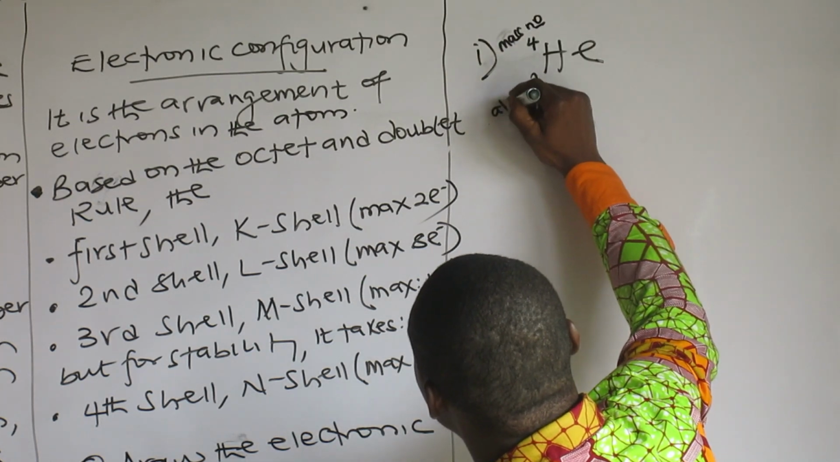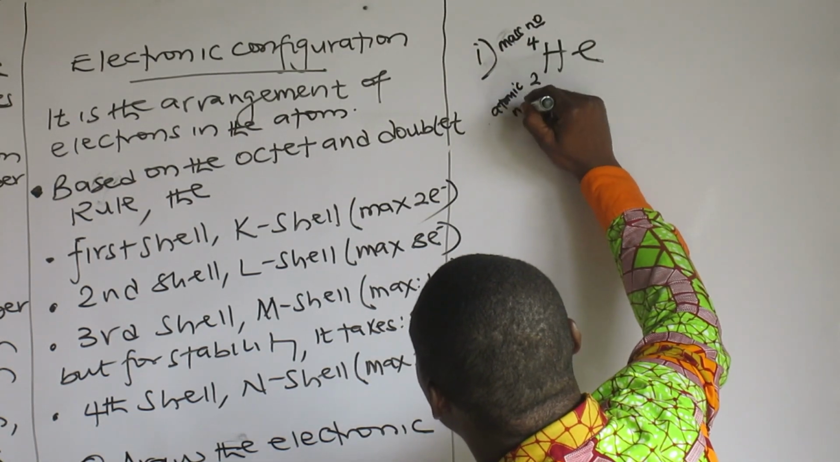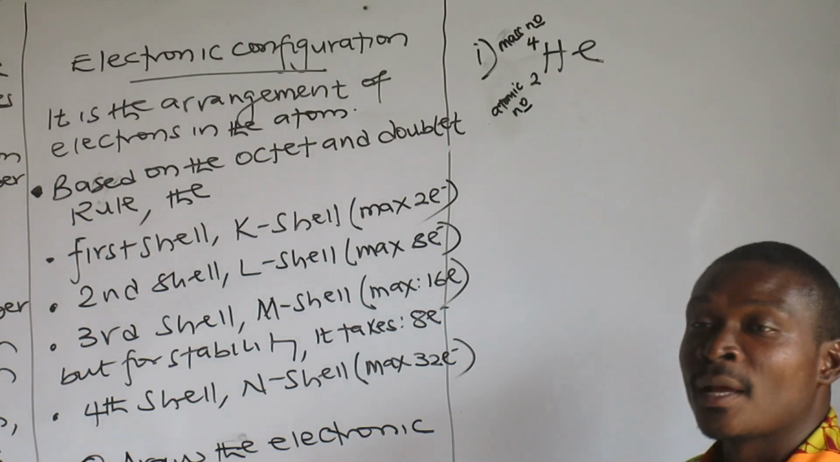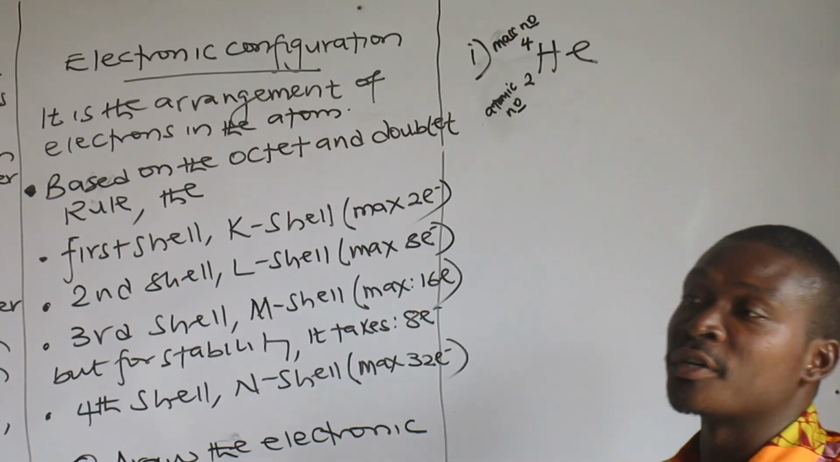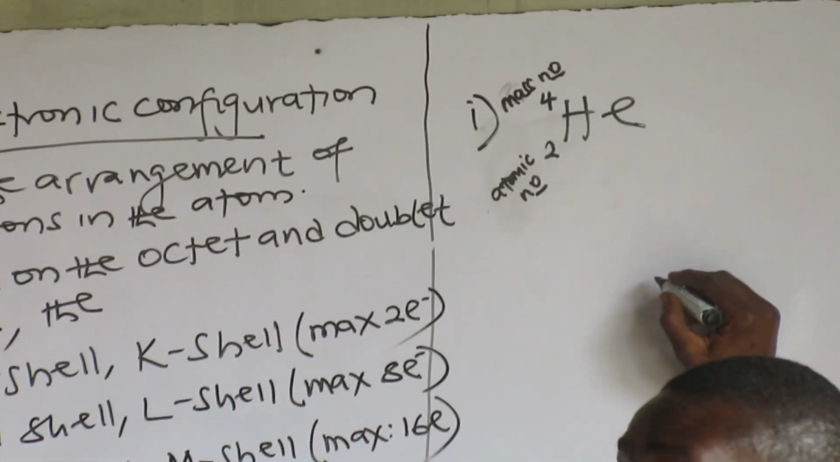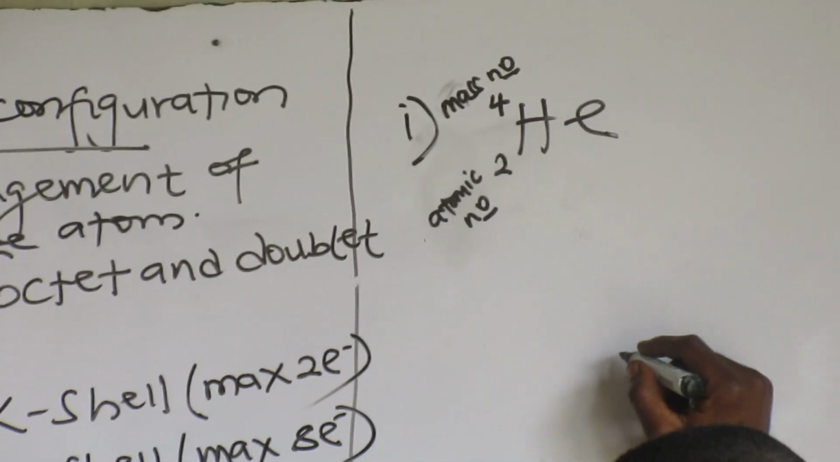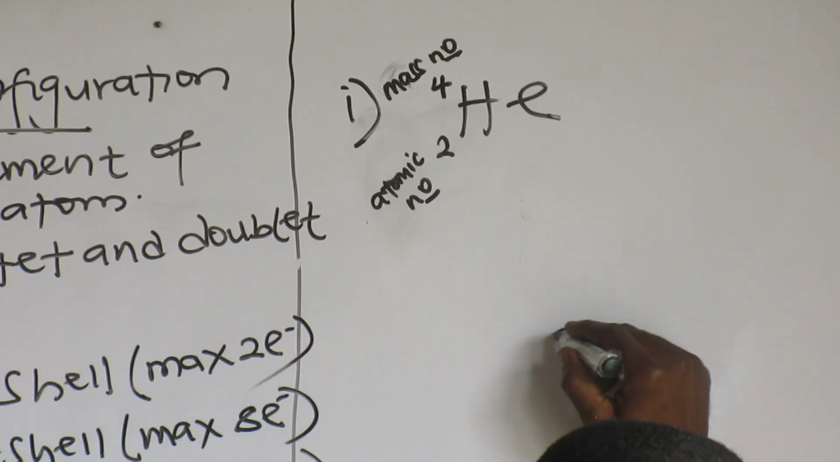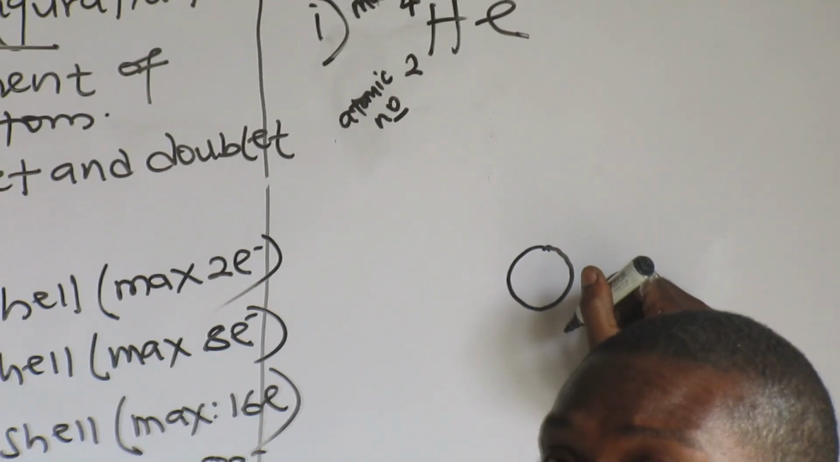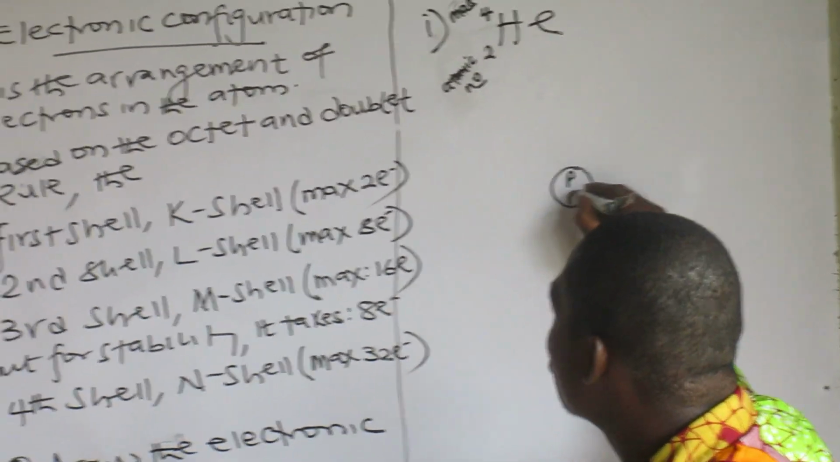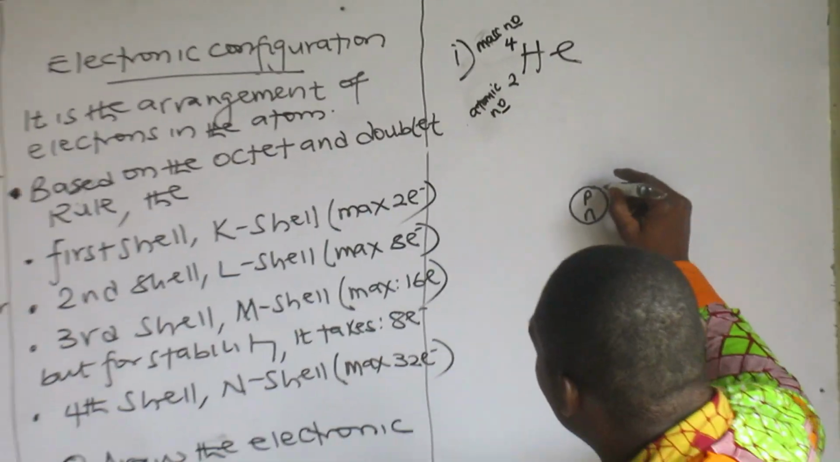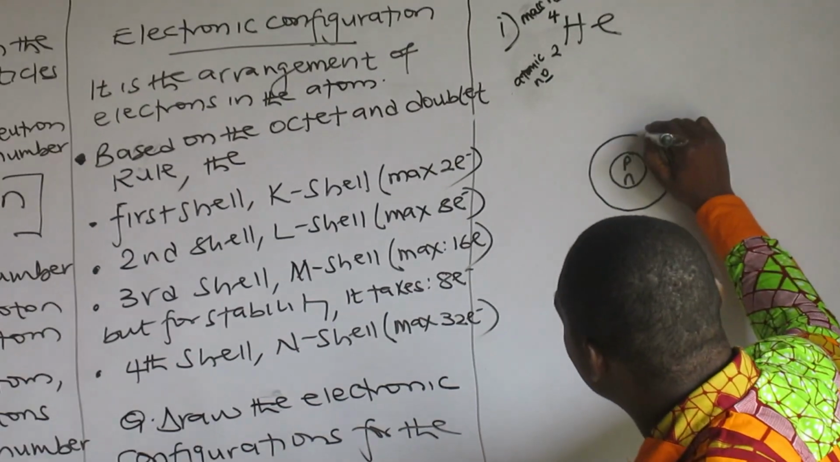And this is atomic what? Number. Are you okay? I've been asked to draw the electronic configuration for this. I start. Every atom has a tiny center part called the nucleus. Within the nucleus are the protons and neutrons. Around the nucleus is a shell.